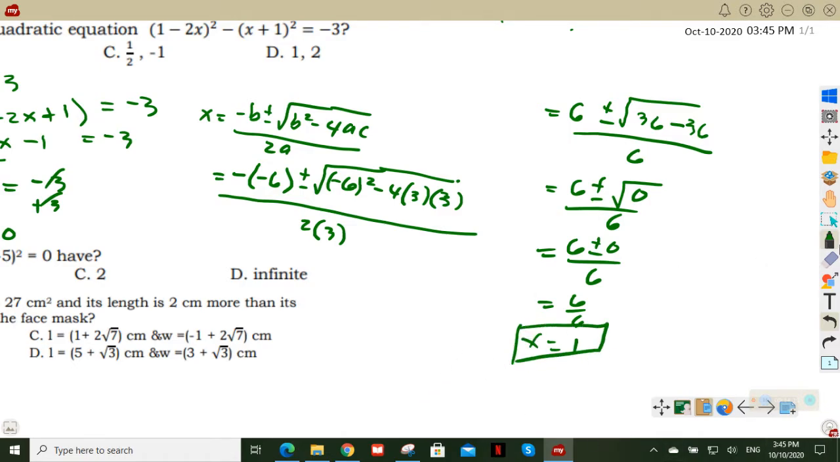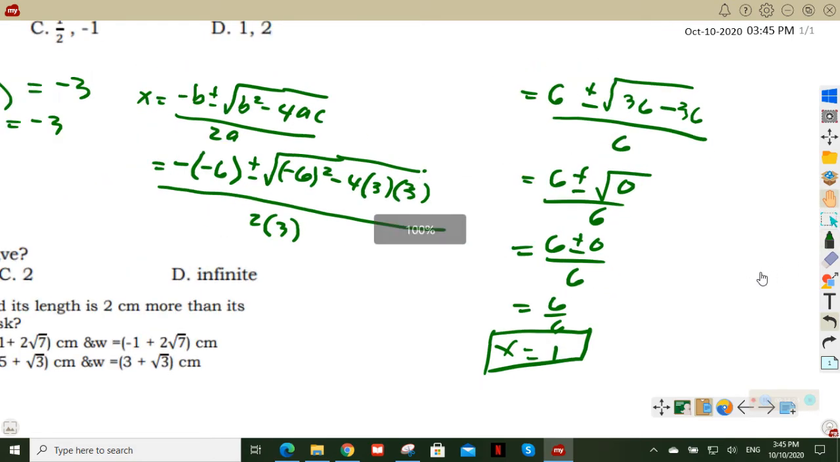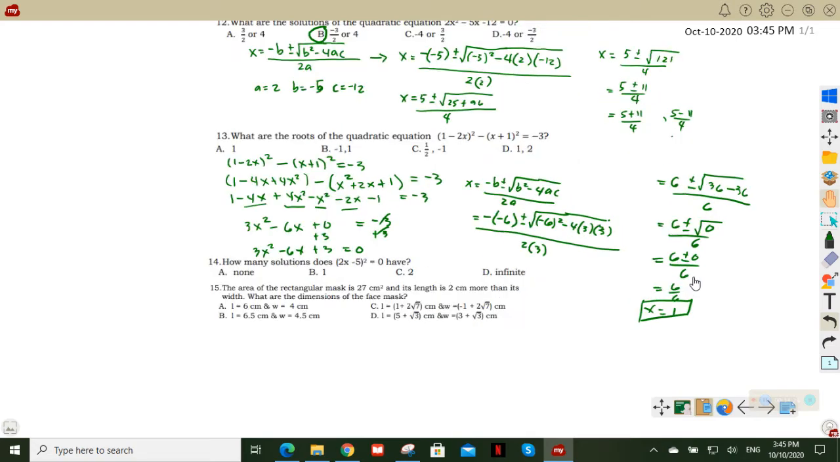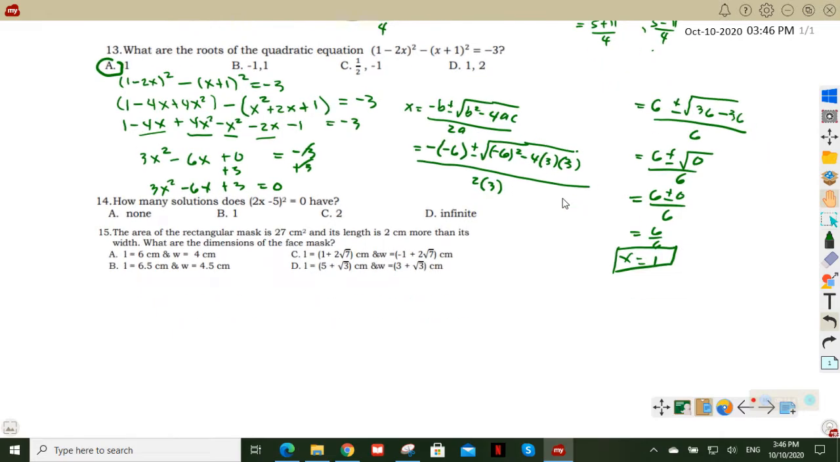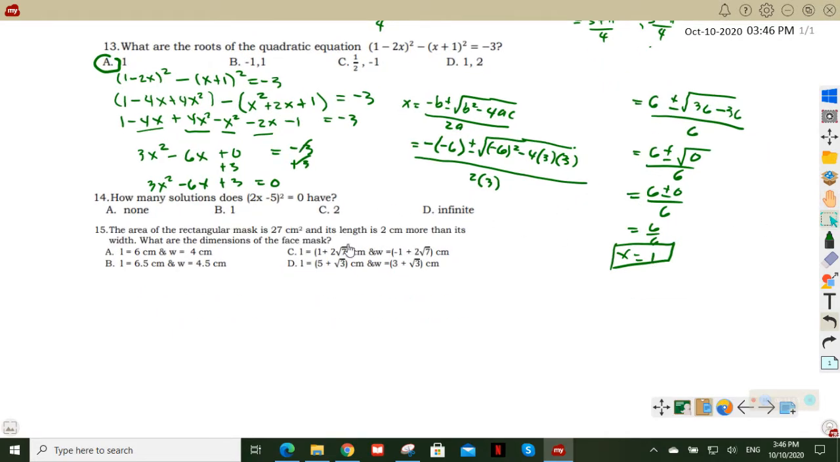What is the question? The question is what are the roots of the quadratic equation? So we only have one root, which is 1, so letter A. That should be letter A. Okay, now let's have number 14. We're close. For number 14.